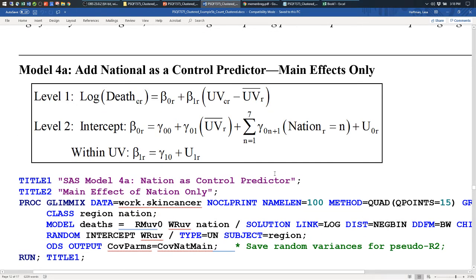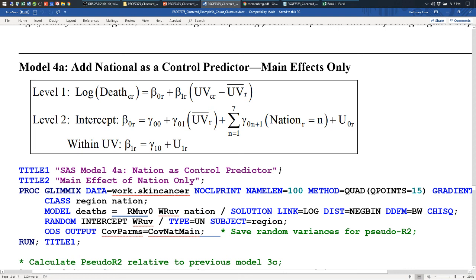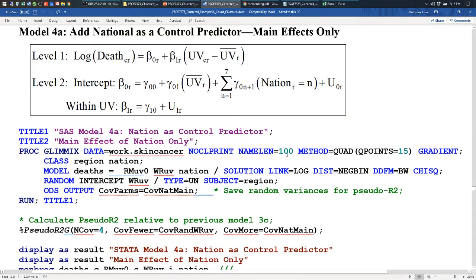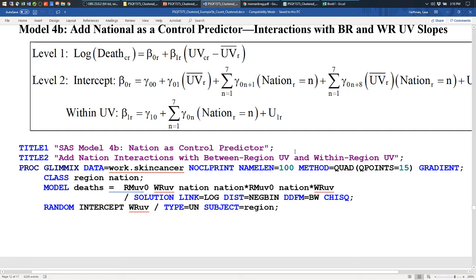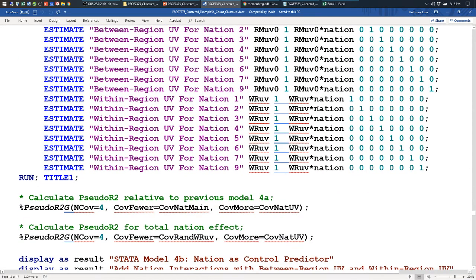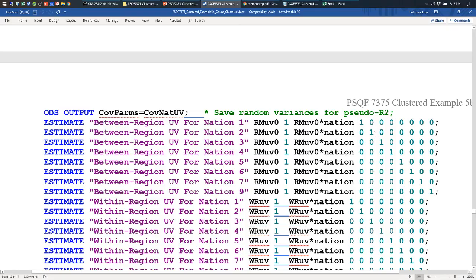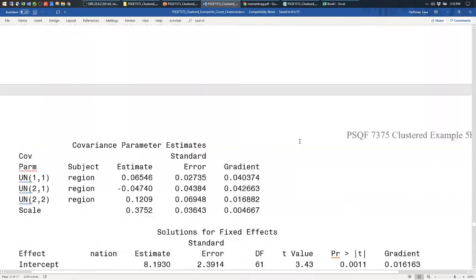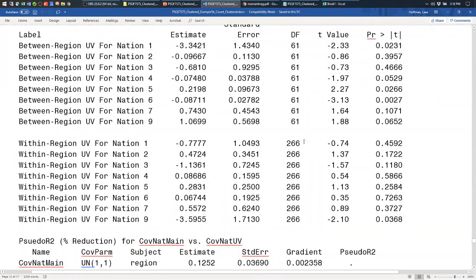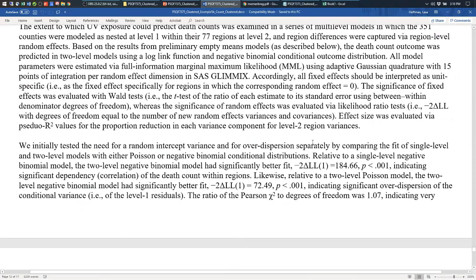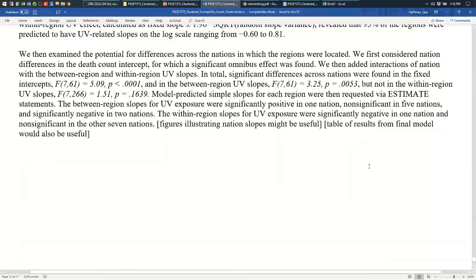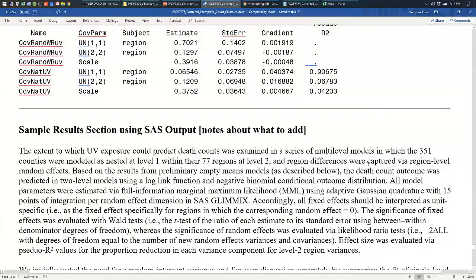All right. And we're out of time. But the rest of this is showing you what it would look like to control for nation as a fixed effect rather than as a third level. So I'm adding in main effects of nation as well as interactions of nation with UV and showing you how to get what those simple slopes would be for each of the nations using statements and all of that. And then words, because I don't just bring candy, I bring words. Ta-da! The end. So, questions?